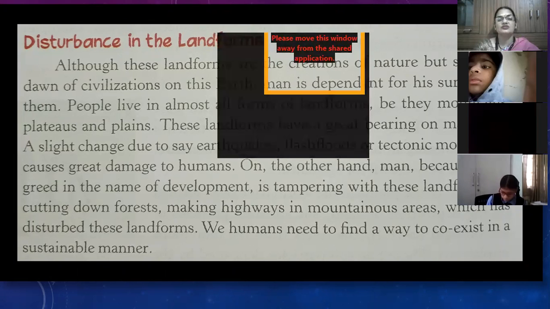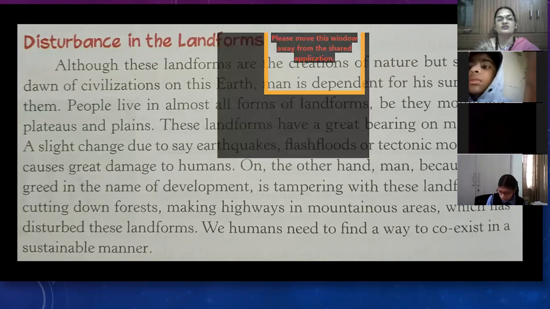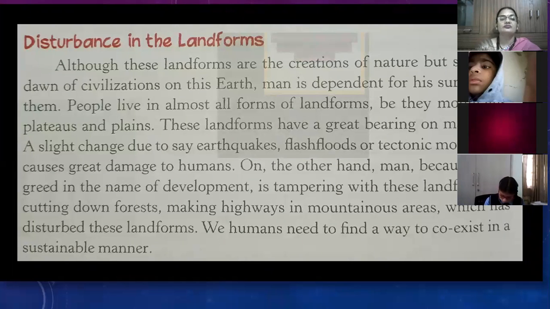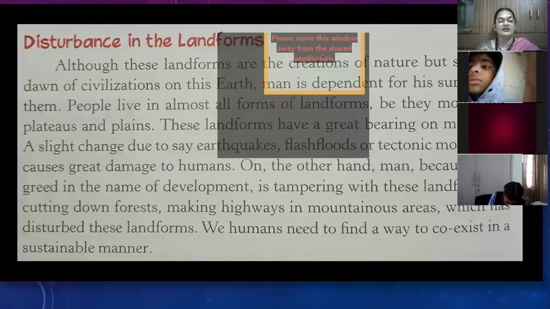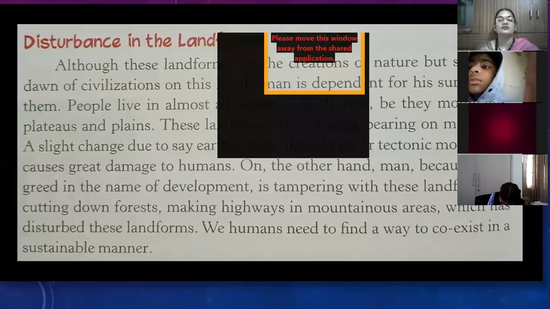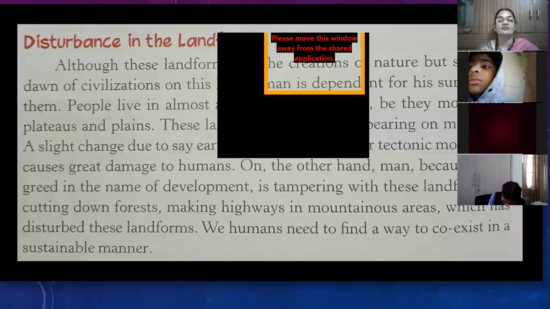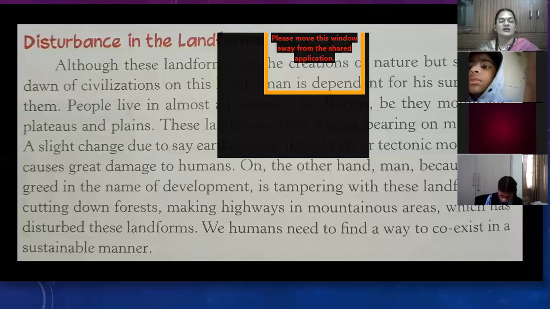Dear students, so this was the distribution of the landforms. People live in almost all forms of landforms, but most of them live on mountains, plateaus and plains. These landforms have great bearing on man's life. A slight change due to earthquake, flood, or tectonic movement causes great damage to humans.